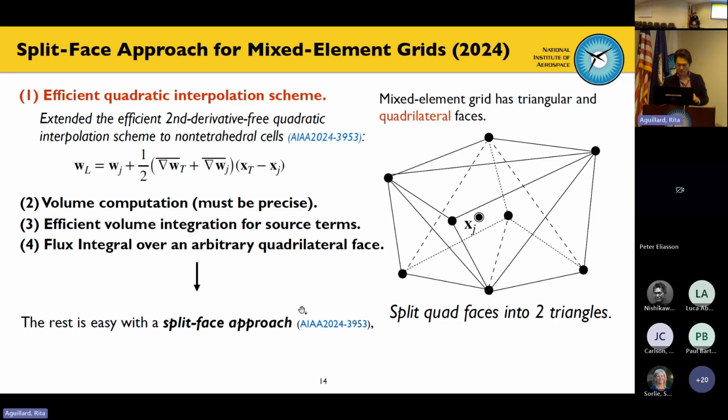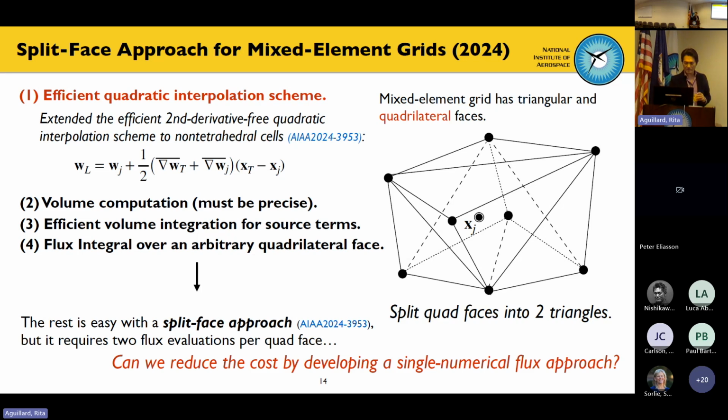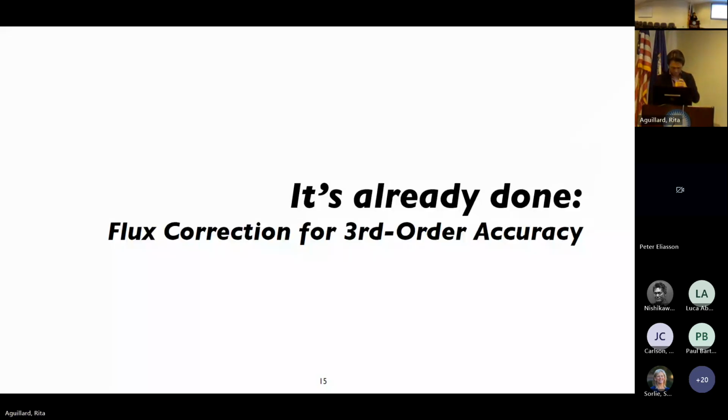And so I took this approach and then presented this paper in 2024. I think it was cited. But it requires two numerical flux computations per quad face because I split this into two triangles. So can we reduce the cost by developing a single numerical flux approach? And yes, the answer is yes. And it's already done.